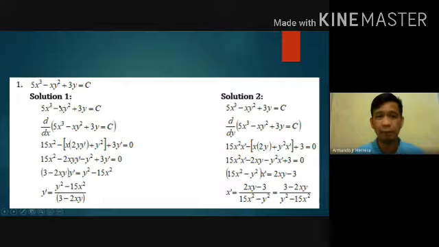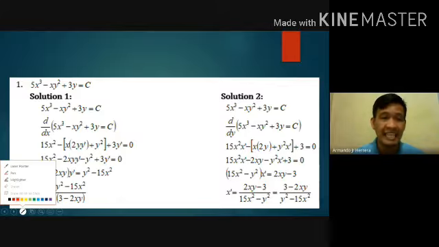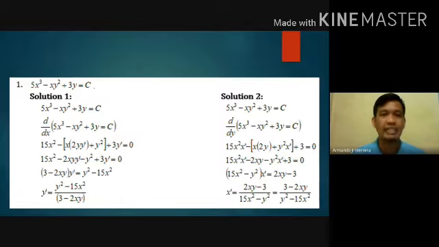So for solution number 1, lagi nating babalikan kung ano yung rule. Ang sabi sa rule, ang bilang ng arbitrary constants ang magdidetermine kung ilang beses kang magdi-differentiate. So sa ating given, meron lang tayong nag-iisang arbitrary constant which is c. So ibig sabihin, isang beses lang tayo magdi-differentiate. Sa solution number 1, ang magiging independent variable natin ay x. Sa solution 2, ay y. So, yun lang ang difference ng dalawa.